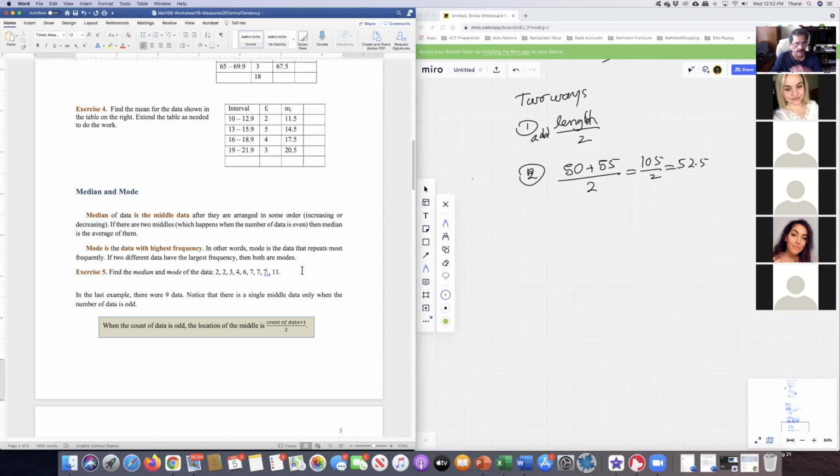Middle number means you have to calculate how many numbers there are. So how many are there? Count of data is 2, 4, 6, 8, 9 data. When there are 9 data, there's going to be one middle, an odd number of data, right? There will be one middle and there will be 4 data on either side. So when you have 9, there will be 4 data on the left of the middle number, 4 data on the right of the middle number. The middle number is going to be the 5th one. So only when you have an odd number of data, there's one middle. And here we have an odd number of data.